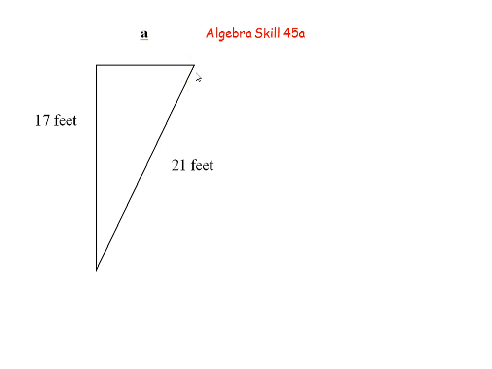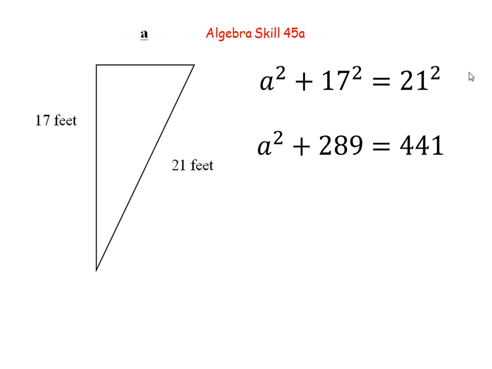So if we plug this into the Pythagorean theorem, we have a squared, because we're missing a, plus 17 squared equals 21 squared. So a squared plus 17 squared equals 21 squared. This is the Pythagorean theorem. I have 21 plugged in for c because 21 is the longest side, or the hypotenuse. I can do 17 squared and 21 squared. That's 289 and 441. So now from here, what I can do to solve for a, since I'm looking for a, is subtract 289 on both sides.